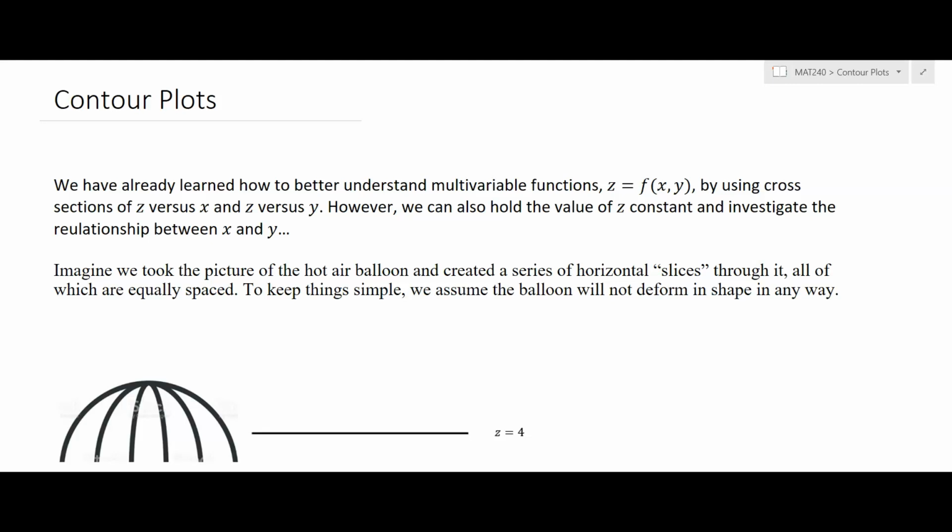So with z versus x, we hold y constant at some value. And when we look at z versus y, we hold the value of x constant at some value, thereby successfully reducing our three-dimensional problem to a two-dimensional one.